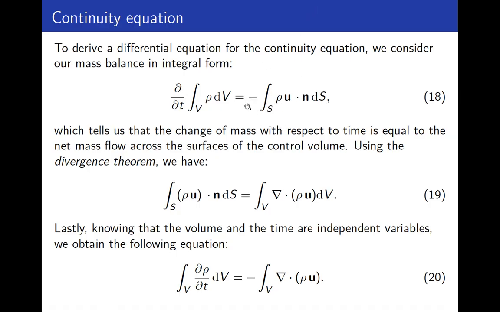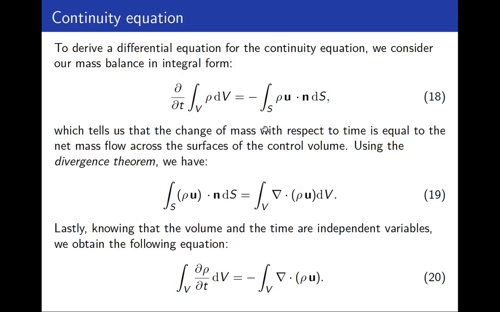So you will see why this sign is convenient. As we already know, this equation tells us that the change of mass with respect to time, the accumulation term, has to be equal to the net mass flow across the surfaces of the control volume. You can notice that these two equations are slightly different, in the sense that here we have a volume integral, and here we have a surface integral.